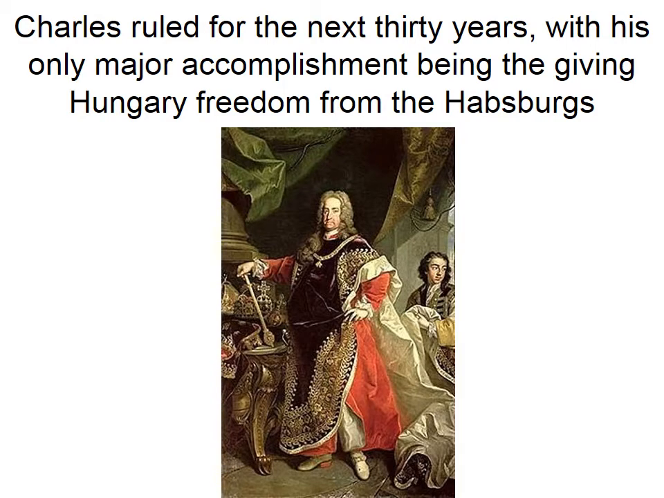Charles wound up ruling for the next 30 years, and your book does go into a little bit of detail about what Charles VI was able to accomplish, so you can read the details there. But the main thing that he's mostly known for is that he was able to give Hungary freedom from the Habsburgs. So Hungary now is going to become its own independent state in the Holy Roman Empire. And they were able to rule themselves, not necessarily through the direct rule of the Habsburgs. And this was good for Hungary because, as we mentioned before, they were significantly culturally different. So they really didn't have anything in common with Austria.